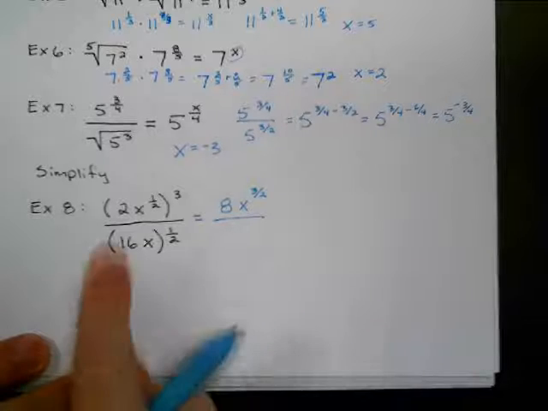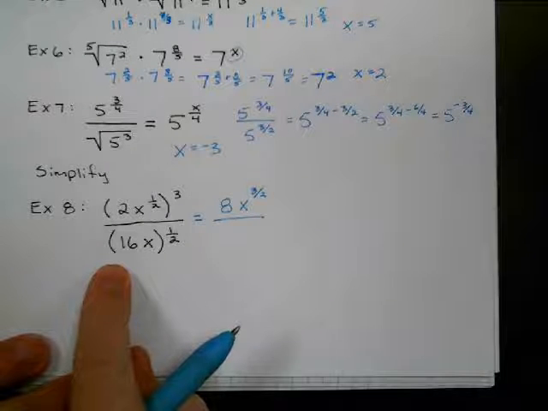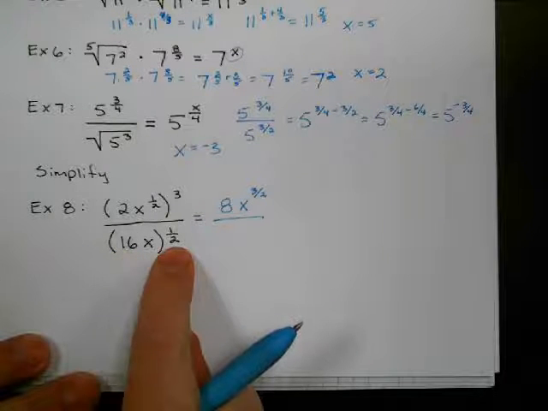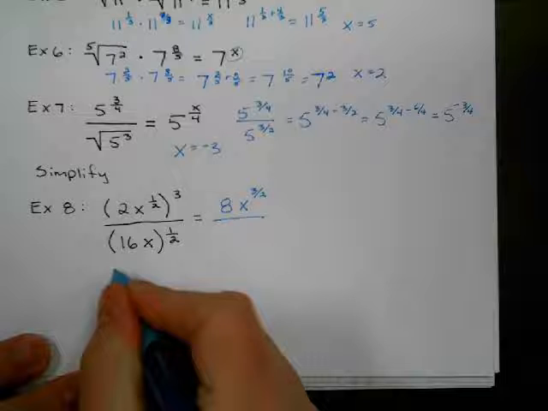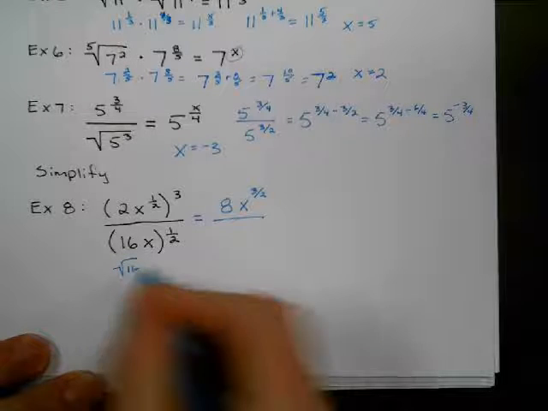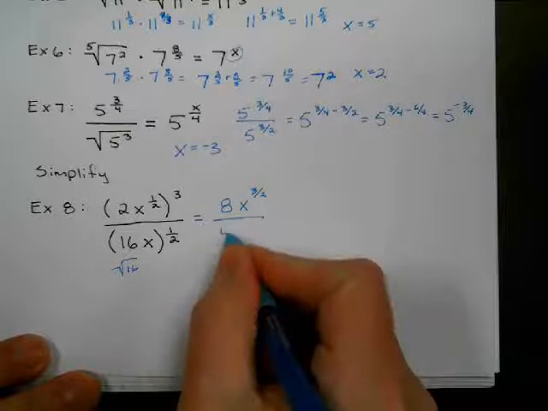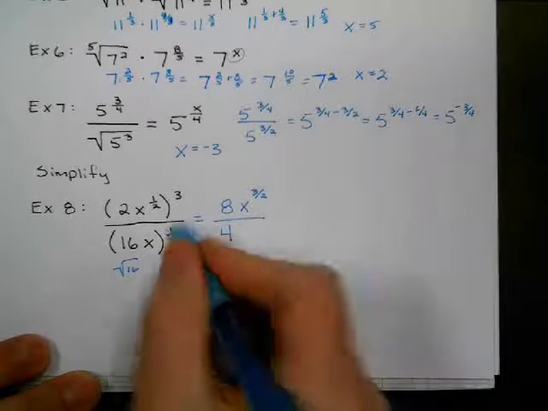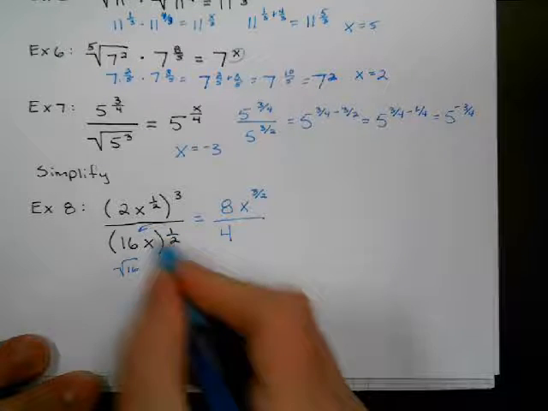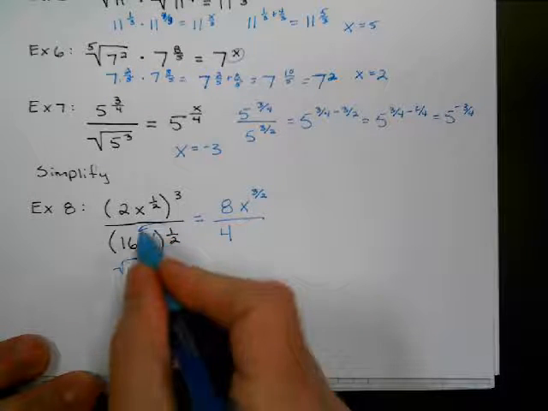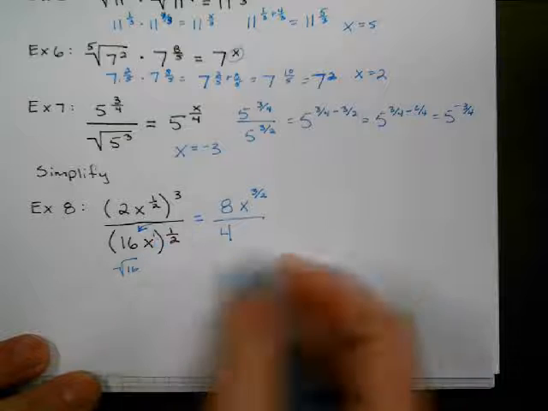Down here, I'm going to take 16 to the 1/2 power. Remember what that means? That means the square root of 16. And we know that the square root of 16 is 4. So I did this. And then here we're just going to multiply. 1 times 1/2 is 1/2.